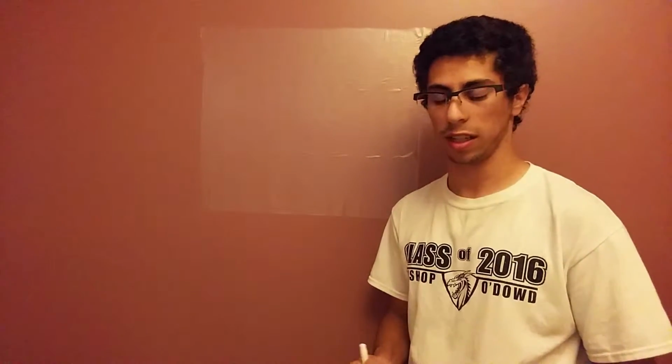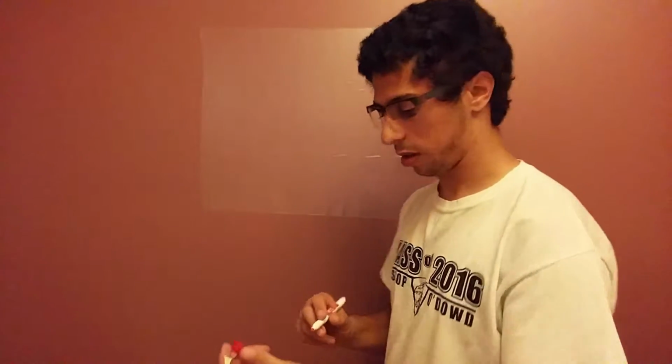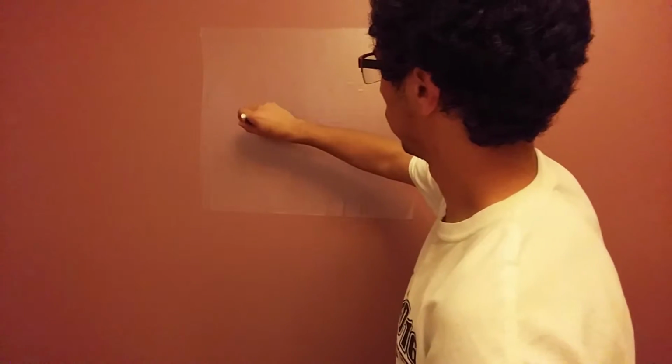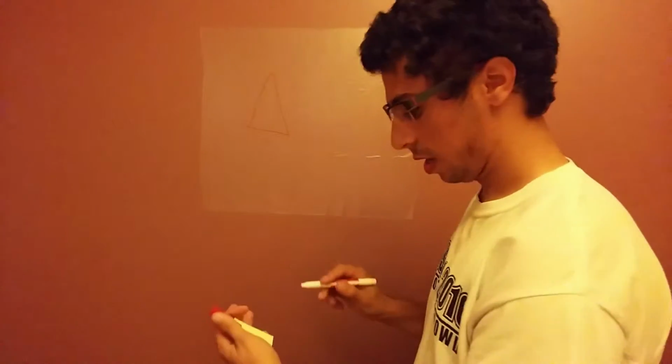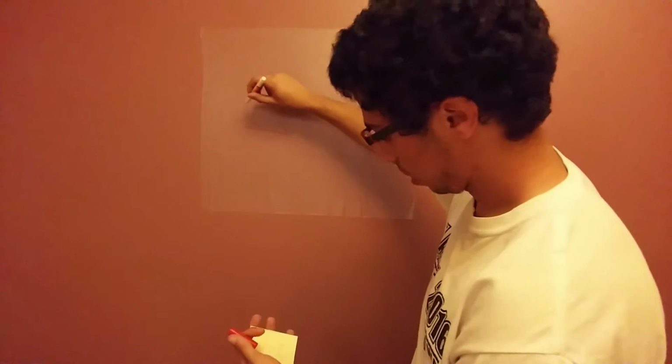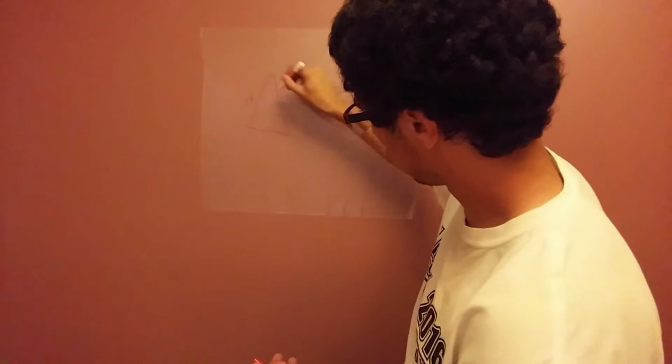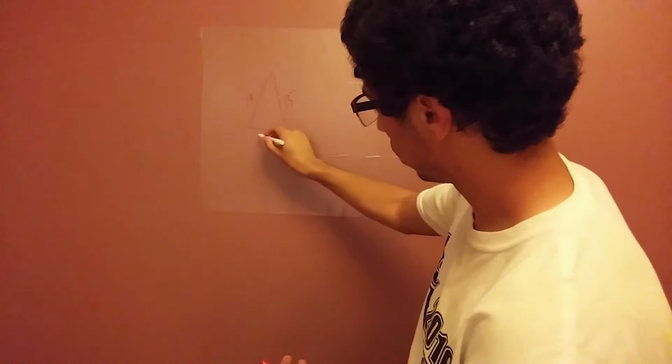Hello, today I'm going to be showing you how to solve a side-side-side triangle. The sides we're starting with are, this isn't drawn to scale, let's say this is 14, this is 15, and this is 17.